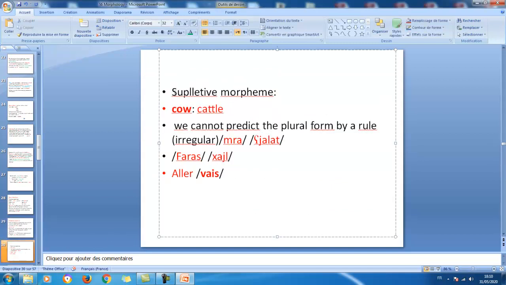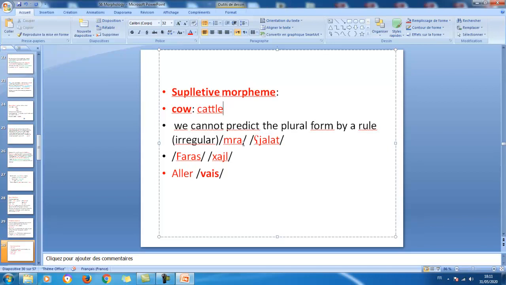Now we can talk about another type of morpheme here that we call the suppletive morpheme. Now here we have got a word, and we would like to obtain, for example, let's say the plural. So cow: instead of saying cows, cow belongs to the group that we call cattle. So cattle is a general word including cow. This is the plural of cow here. Of course you can say cows, but cattle is a possible word including cow here. So we cannot predict the plural form by a rule because it's irregular.